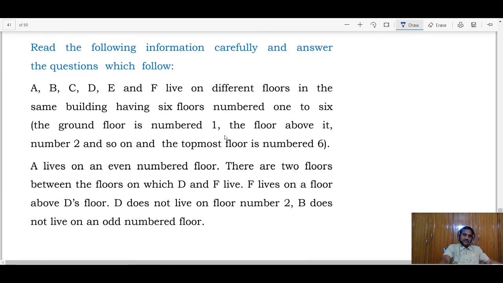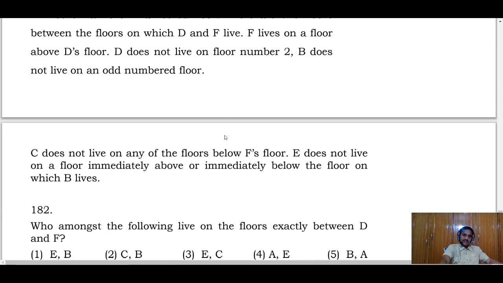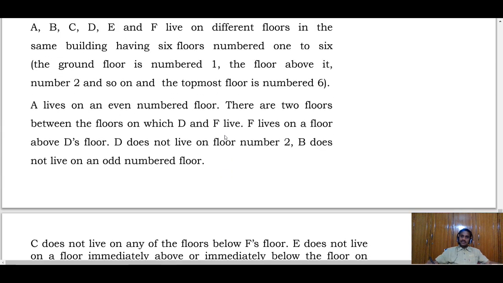Now 182 onwards. A, B, C, D, E and F live on 6 different floors in the same building having 6 floors, numbered 1 to 6, and A lives on an even number floor. Where is this A? A lives on an even number floor. This is 6, 5, 4, 3, 2 and 1. A lives on an even number floor. There are 2 floors between D and F. A is even, 2, 4, 6.